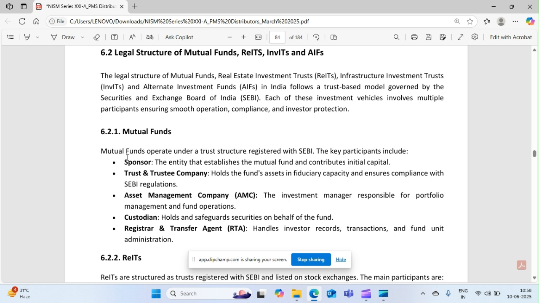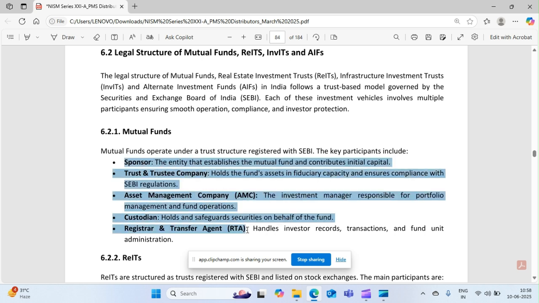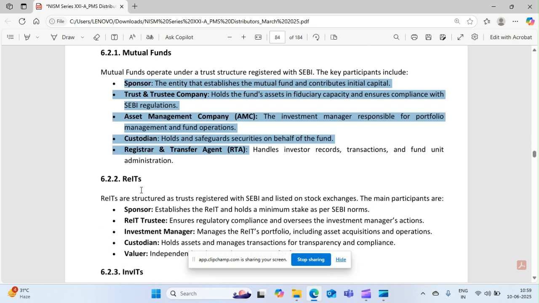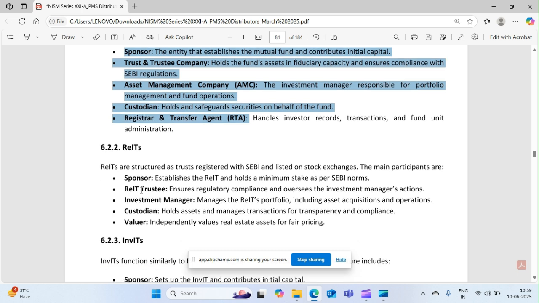So mutual funds, you need to know these players. You should note down all these players. Sponsor, one who brings money. Trust and trustee company, who are responsible for holding the fund's assets in fiduciary capacity. AMC will manage the fund. Custodian will hold the securities, and R&T agent, which is registrar and transfer agent, handles investors' records, transactions, and fund unit administration. A similar thing will be there with REIT.